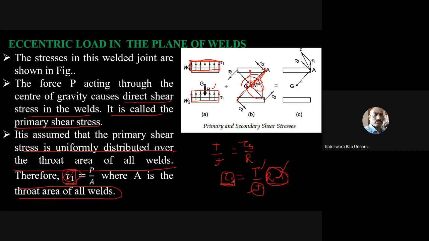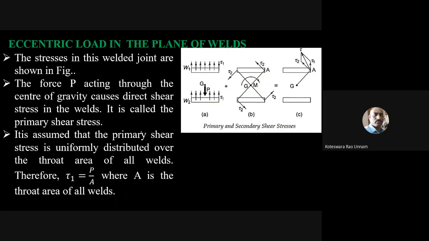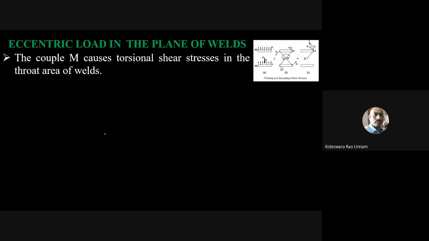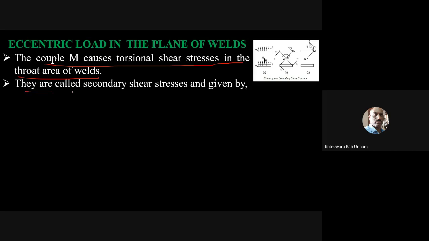By doing so, I'll get the torsional shear stress. Once I have the torsional shear stress, then we'll go for the resultant shear stress. Those calculations I have shown in the next slide. See here, the couple M causes torsional shear stress in the throat area of the welds. They are called the secondary shear stresses, because we already named the shear stress due to direct load as the primary shear stress.